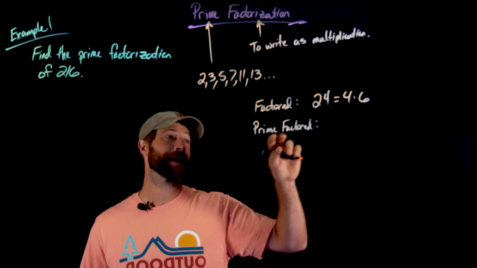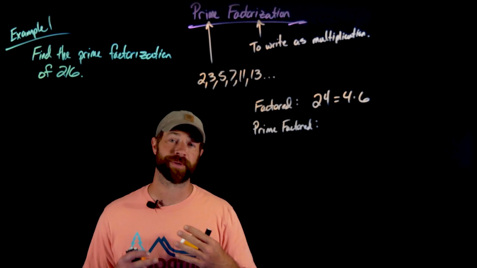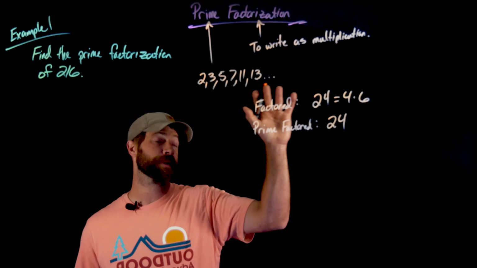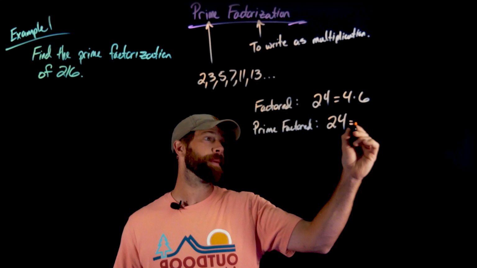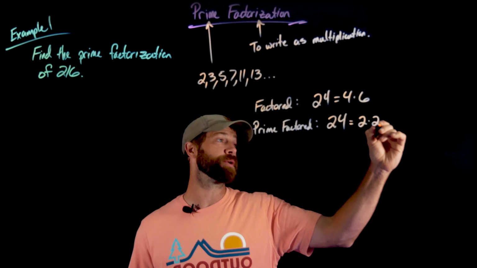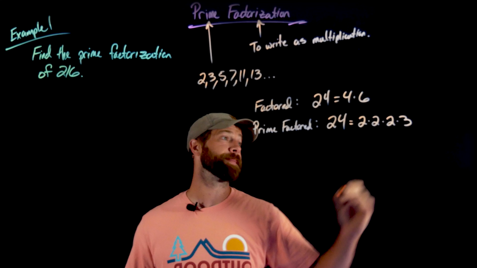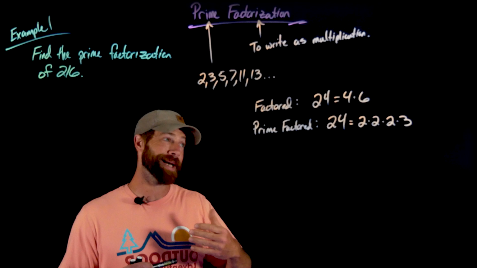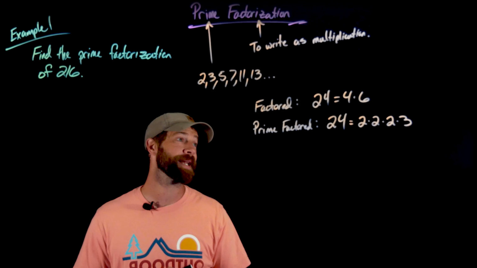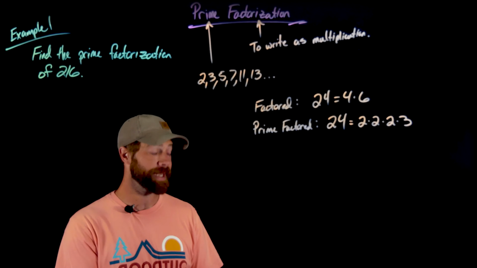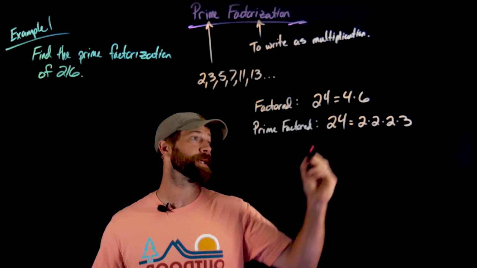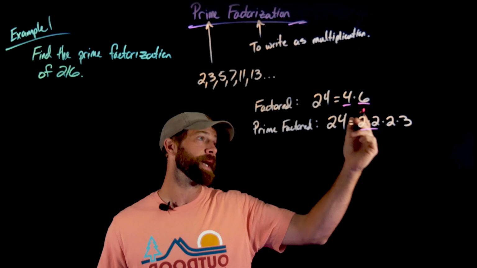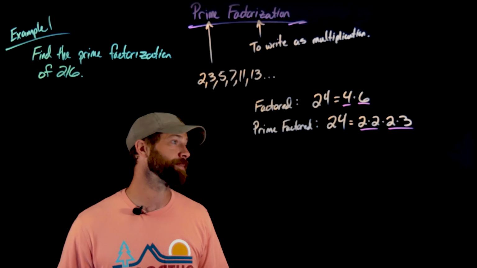To write 24 in prime factored form, or the prime factorization, would be to write 24 as multiplication, but only using numbers from this prime list right here. And in this case, that would be 2 times 2 times 2 times 3. Maybe you can see the connection between these two versions, and this lends itself to one of the methods of writing the prime factorization. If we take this factored form, 4 times 6, you'll notice that 4 I've rewritten as 2 times 2, and 6 I've written as 2 times 3.